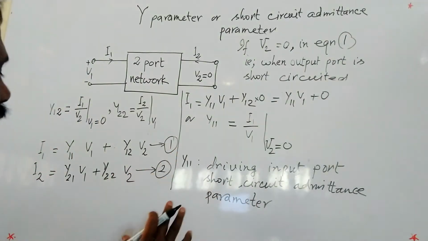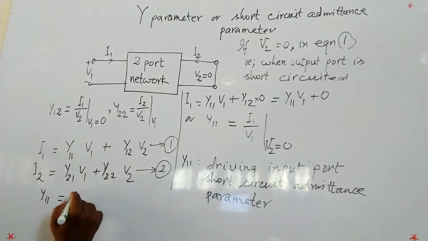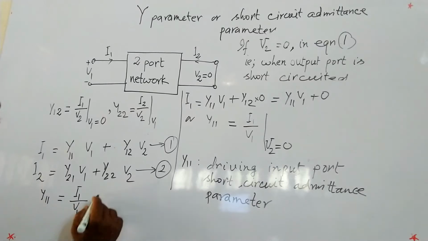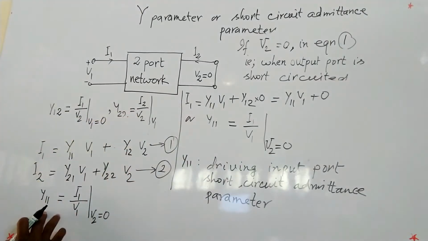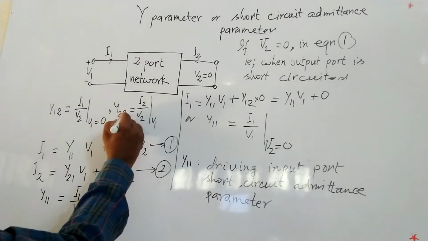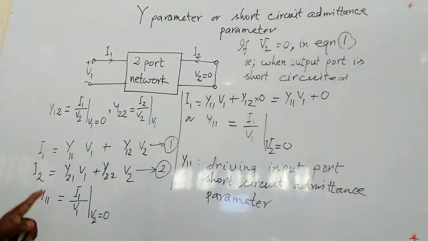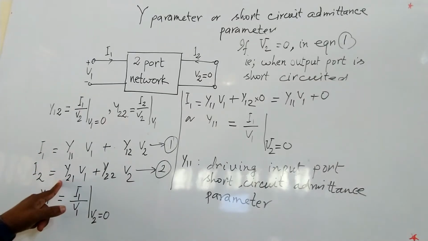Now for our convenience, just write down y11 equal to I1 by V1 when V2 equal to 0. We have now obtained three parameters: y11, y12, y22. And now we have to find out the value of only one that is left, that is y21.